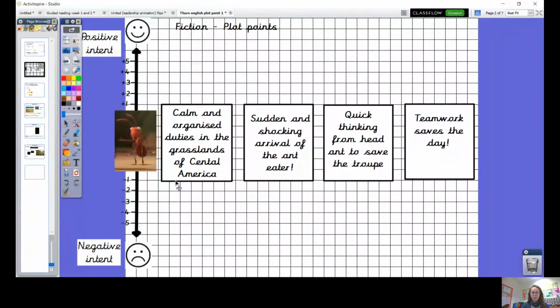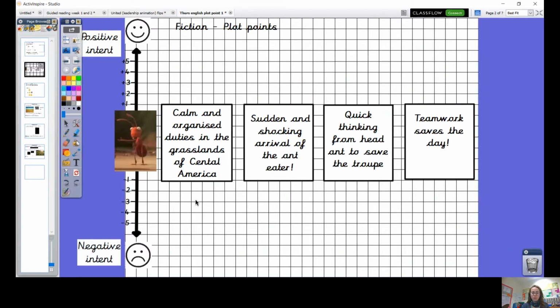So let's think about the plot then. The video started with a calm and organised duties going on in the grasslands of Central America. There's actually a lot of grasslands there. So for those of you that don't know, parents at home perhaps if you're watching, this is like a timeline of our plot points going through the animation. And this is almost the journey of the ants through the story.